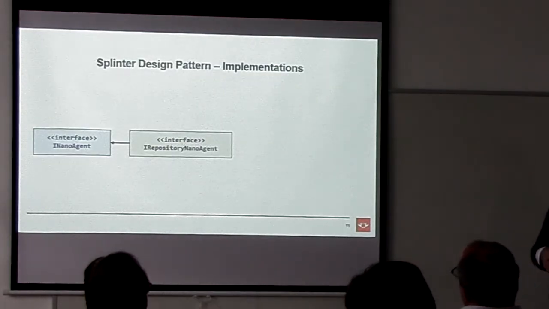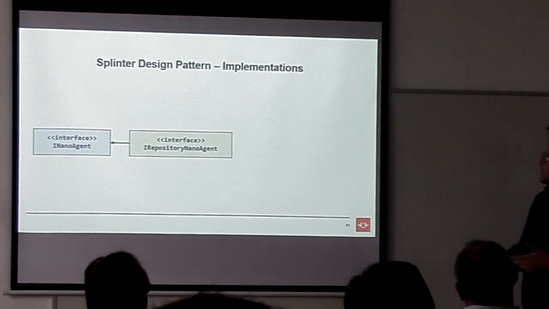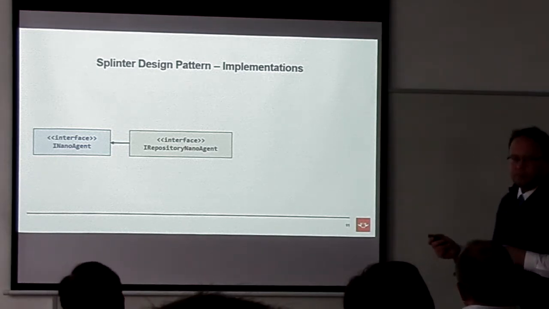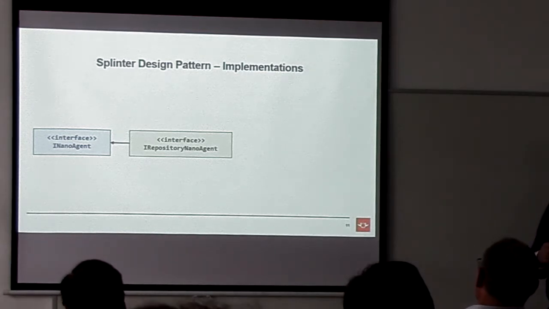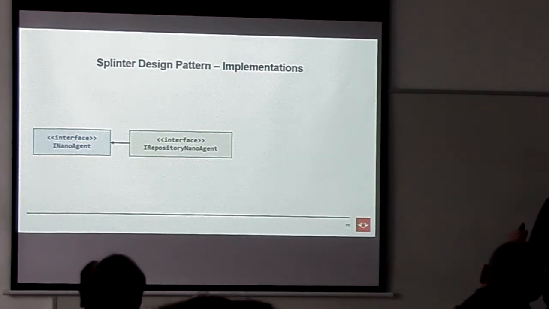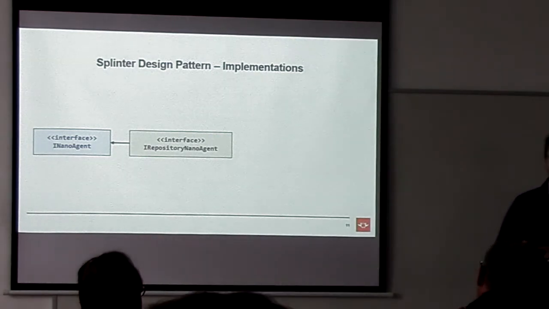So to explain to you how the whole superposition principle comes into play, I'm going to give you an example. Let's say, for example, we have a nano agent called the repository nano agent. This agent has a very simple task: to store and retrieve data. That's it. And because it's an interface, it can have multiple implementations.